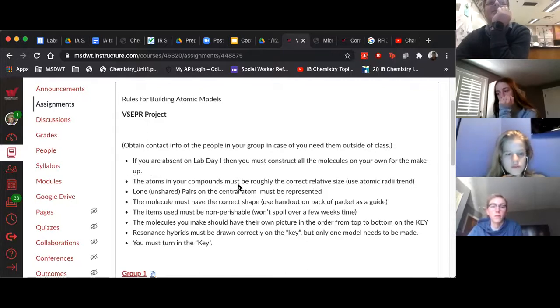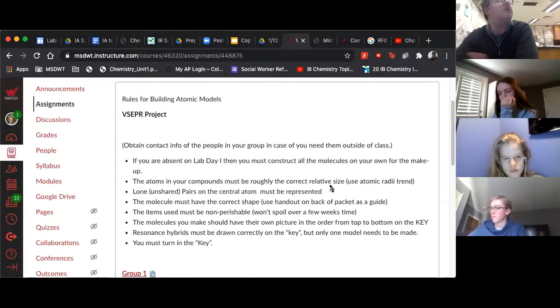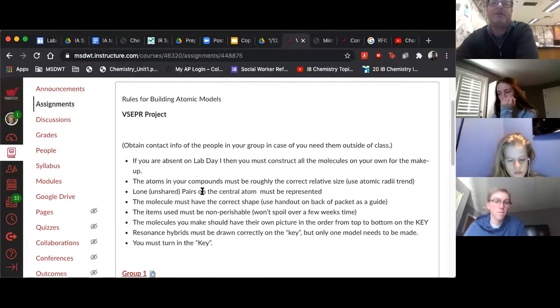The atoms in your compounds must be roughly the correct size. We said you can cut pieces of the dots off and stuff like that, or you can use color to show the differences. I'm sure that you'll be able to realize that a carbon is going to be bigger than a hydrogen by 1 valence shell. Lone pairs on the central atom must be represented. We said you could do that with a marker. The molecule must have the correct shape.